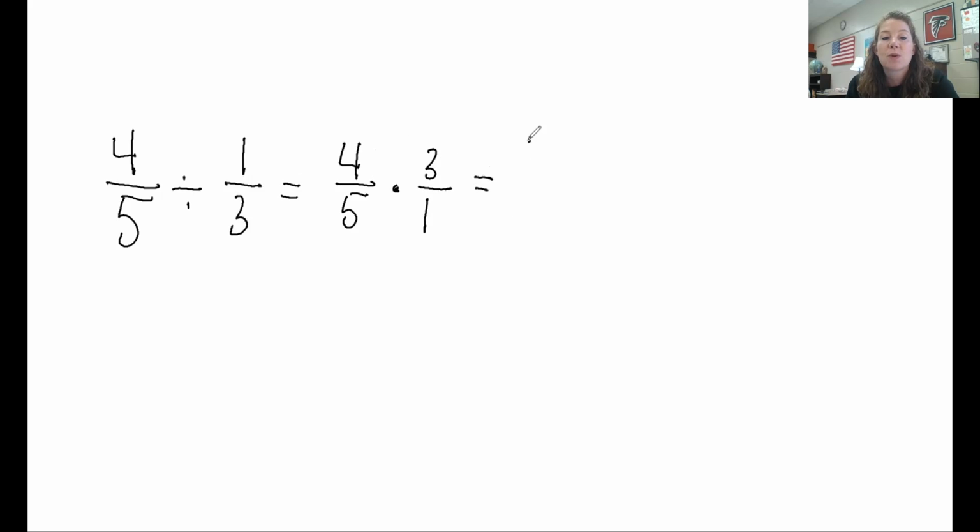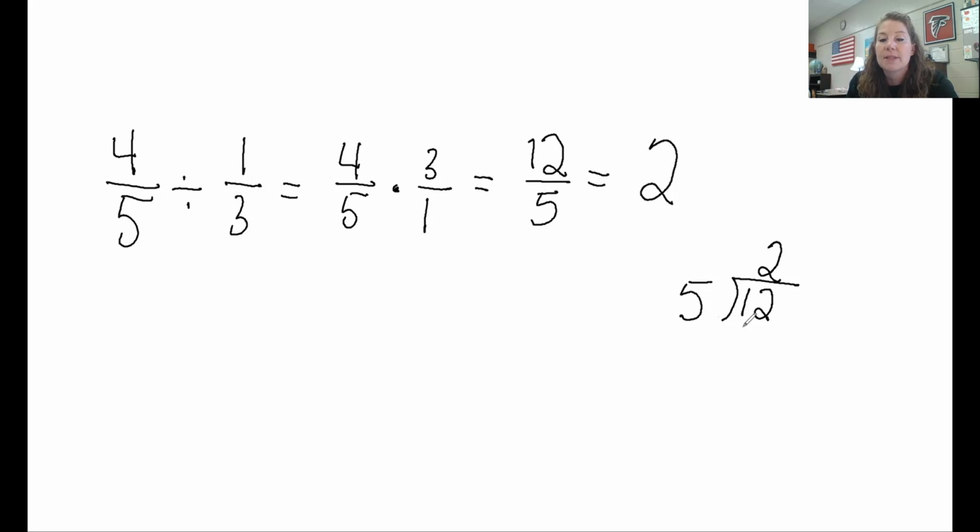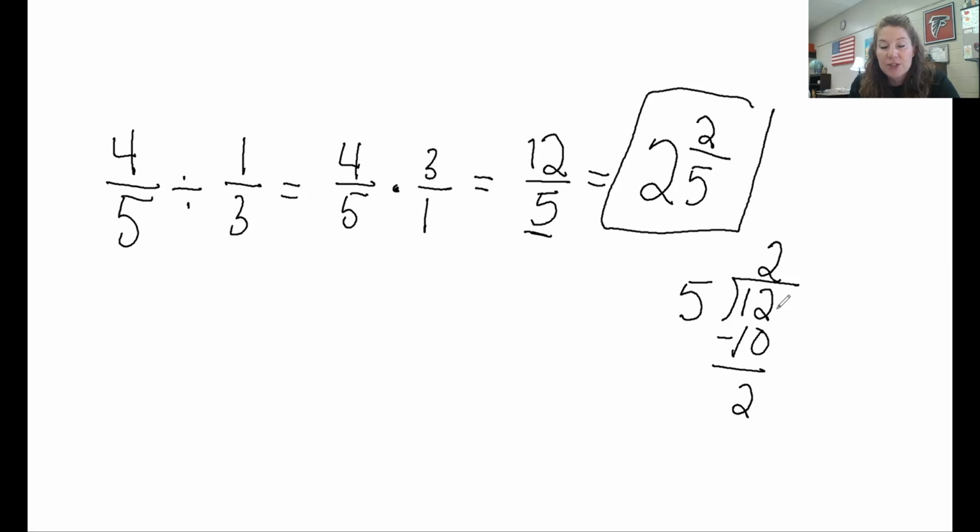4 times 3 is 12. 5 times 1 is 5. That's an improper fraction. The numerator is bigger than the denominator. So we're going to divide. How many times will 5 go into 12? It'll go 2 full times. So our whole number is 2 because it goes 2 whole times with how many left over? The answer is 2. Our remainder becomes our numerator and our denominator doesn't change. So 4/5 divided by 1/3 is 2 2/5.